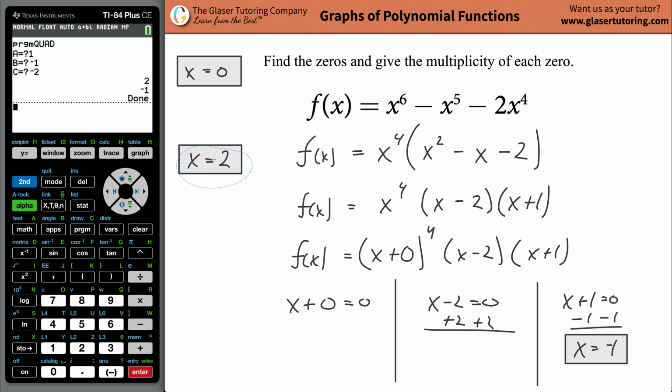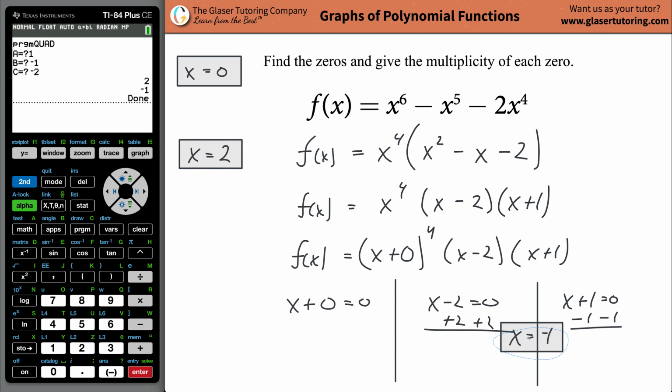Now I have to give the multiplicity of each of these zeros. So how do I do that? That's very simple at this point. All you want to do is find the power of each individual factor, or each individual zero, I should say. So when I solved for x equal to 0, remember, I solved it from this factor, right? And what was the power of this factor? Well, it was 4. And guess what, ladies and gentlemen? That is the multiplicity of this 0. It's very, very easy now. The multiplicity is going to be equal to 4.